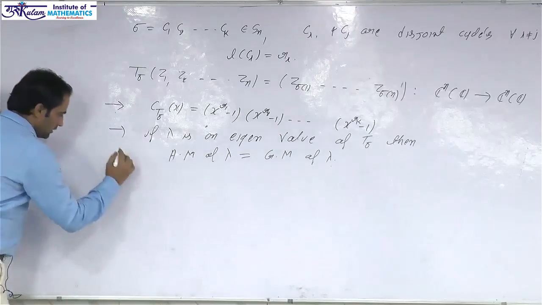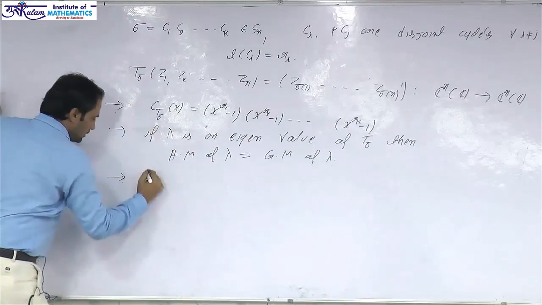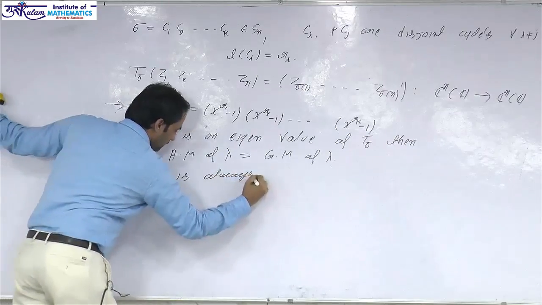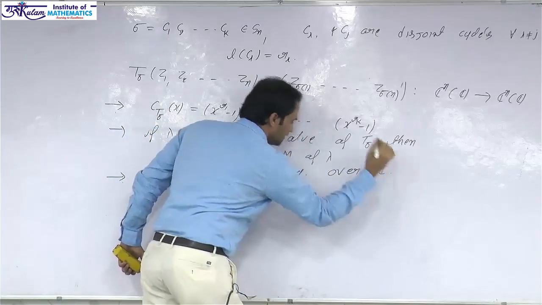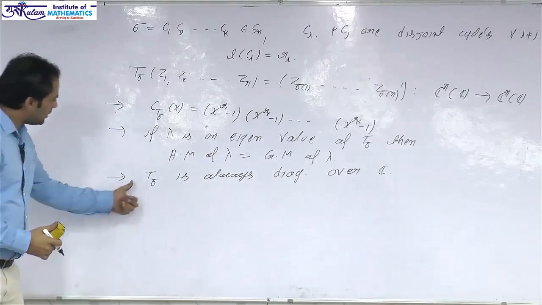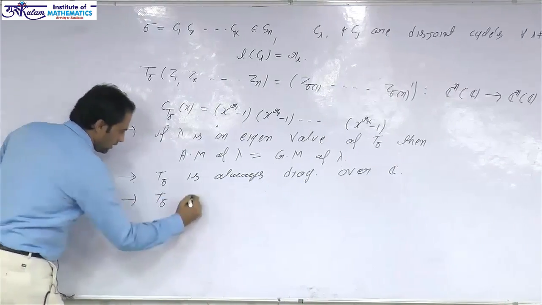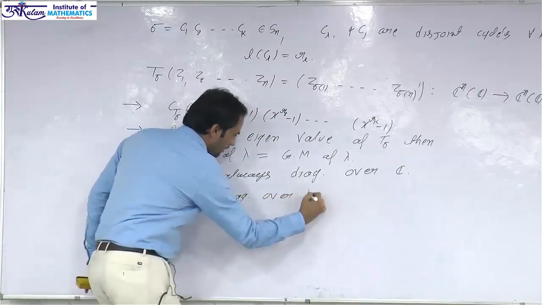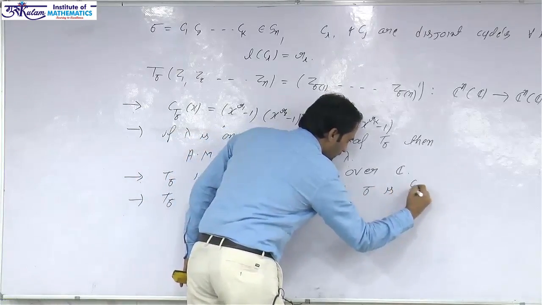The next property: this permutation operator is always diagonalizable over the complex field C. So this operator is diagonalizable over C in general. And another property: this permutation operator is diagonalizable over R if and only if sigma is self inverse.